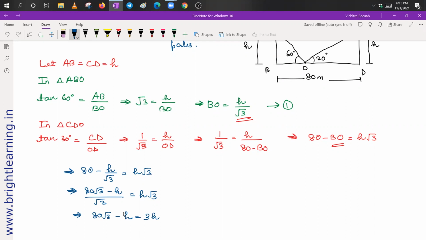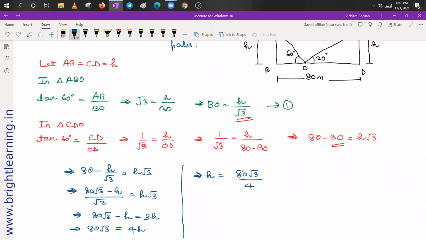Now next, this minus H comes on the right hand side, it becomes plus H. So 80 root 3 is equal to minus H, it goes on the right hand side. So 3H plus H is equal to 4H. Now again from here, we can write H as 80 root 3 upon 4.